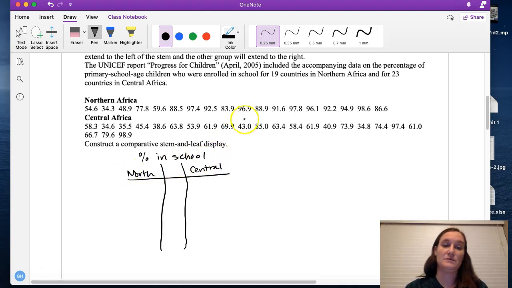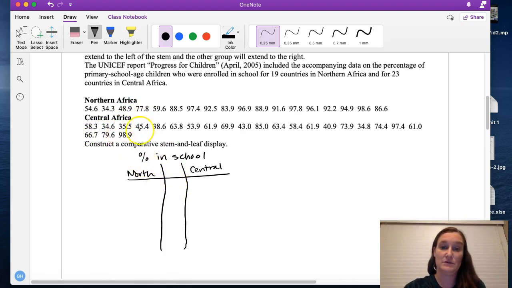All right, and this one, since we have decimals, we're going to be rounding. So 54.6 is going to become 55. You just can't do that much with a comparative one. If you were doing a single stem and leaf plot, you could probably do 54 and then 6, but there's too many. It's too wide of a range of data. So I think rounding it is a better thing.